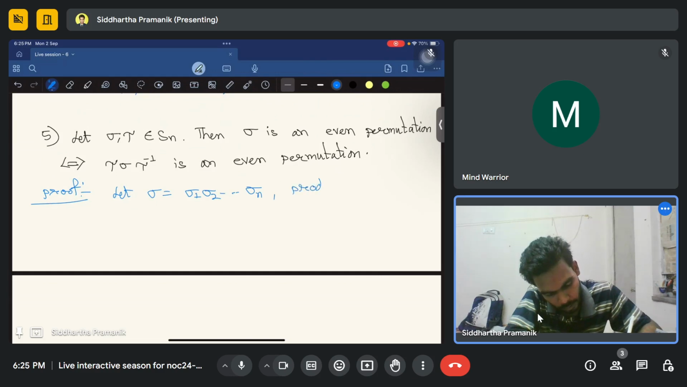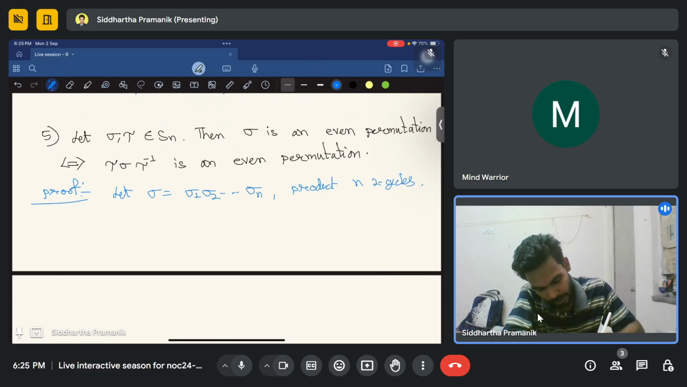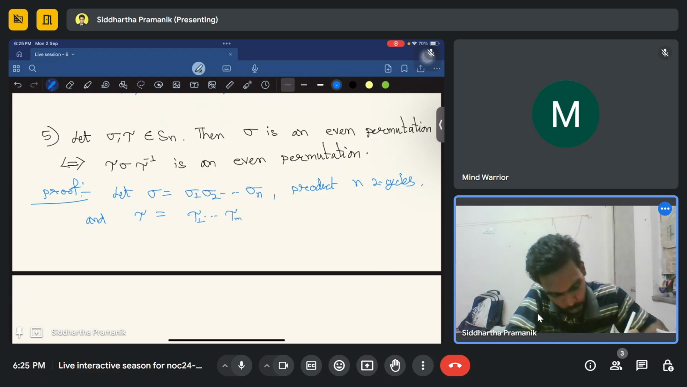It is a product of n 2-cycles, and tau equals tau 1 up to tau m. So it is a product of m 2-cycles.